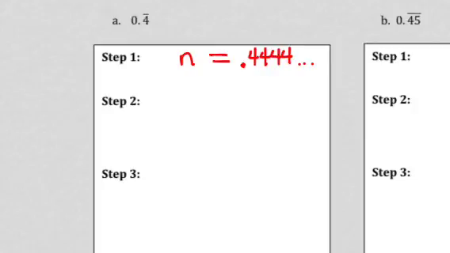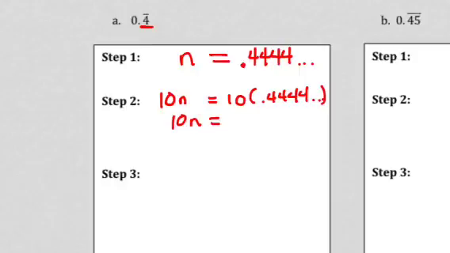Step 2: since there's only one digit that repeats, the 4 is the only digit that repeats, we're going to multiply by 10. Because one digit repeats, we have 10. So 10 times n is equal to 10 times 0.4 repeating. Let's simplify that right-hand side. We have 10n on this side is equal to, when you multiply by 10, you only move the decimal once. So that's going to be 4.4, and then the 4's repeat here.